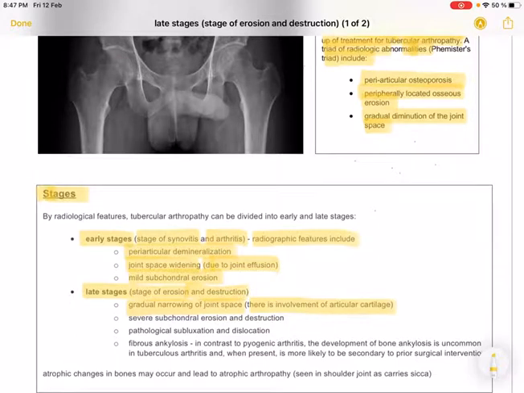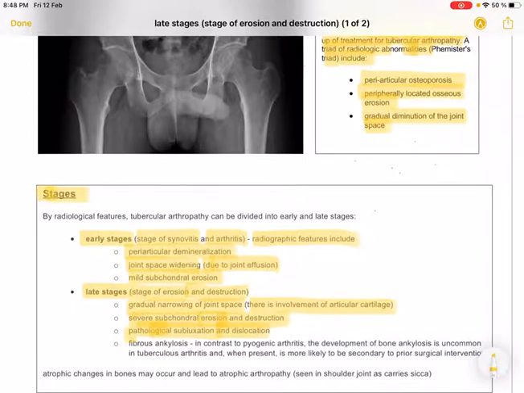The joint stability is lost, and there will be subluxation, which we will explain later. So there will be severe subchondral erosion and destruction. There will be pathological subluxation and dislocation of the joint, because once the joints come closer to each other, the cartilage that was providing enough friction between the two joints, providing a stable movement, is eroded. So once there is erosion of the joint space or the joint cartilage, there will be a loss of stability.